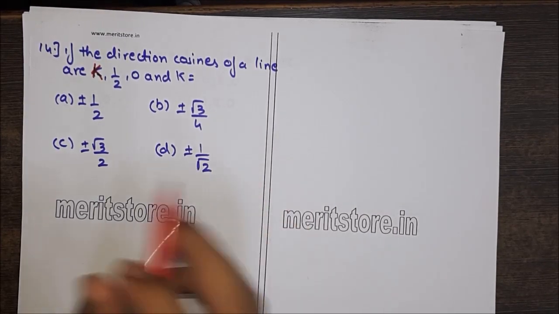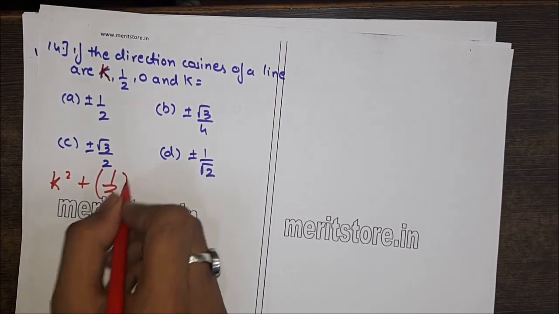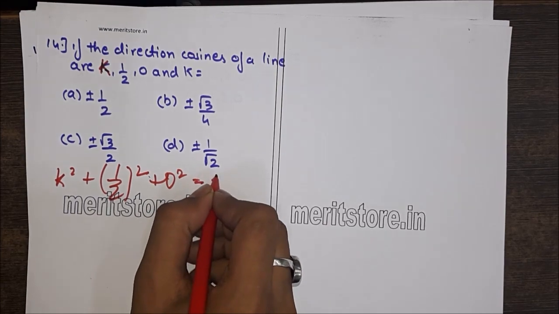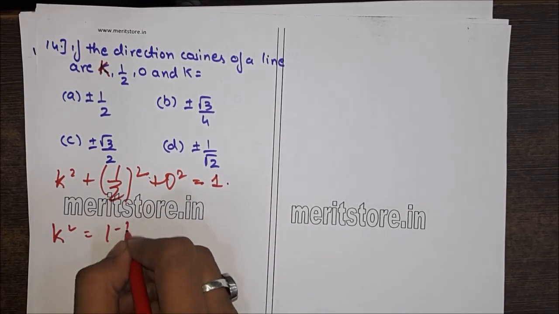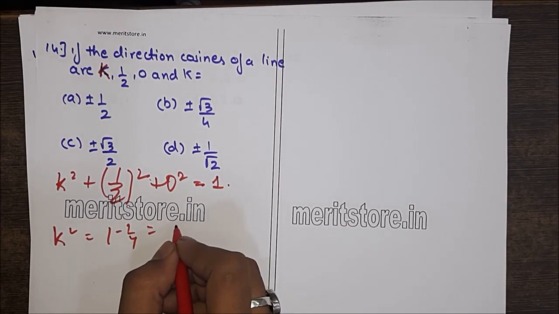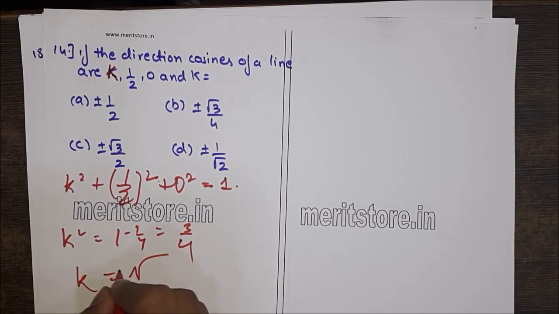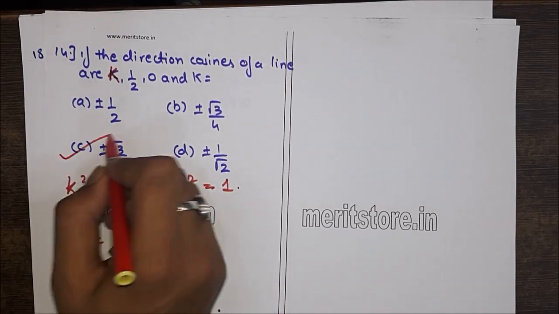Alright, so let's solve this. We know that k square plus 1 by 2 square plus 0 square is equal to 1. So we get k square is equal to 1 minus 1 by 4, which is equal to 3 by 4. So the value of k would be plus minus root 3 by 2. So our correct answer is option C.